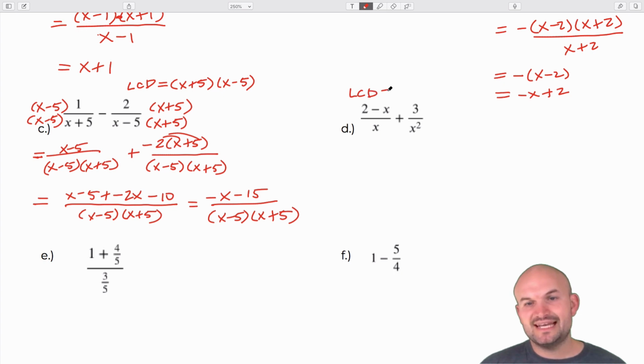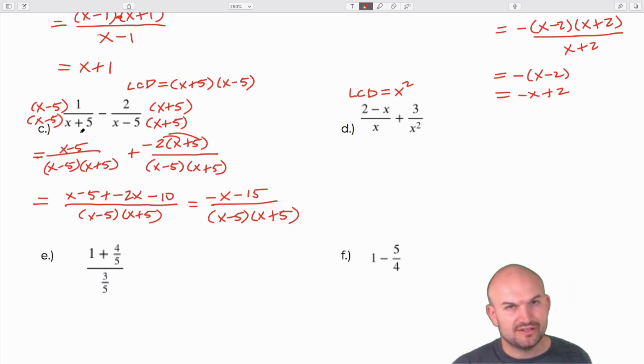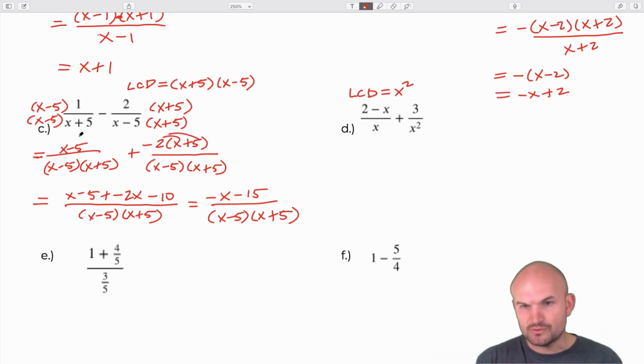So the LCD is not x cubed, even though x times x squared gives you x cubed. Because the idea here is if you look at the multiples of x and x squared, you can see that x divides into x squared and x squared divides into x squared. So the smallest denominator that they actually both divide into is x squared. See, in the earlier case, they had nothing in common, right? x plus 5 did not divide into x minus 5, and x minus 5 didn't evenly divide into x plus 5. So that's why we had to multiply them.